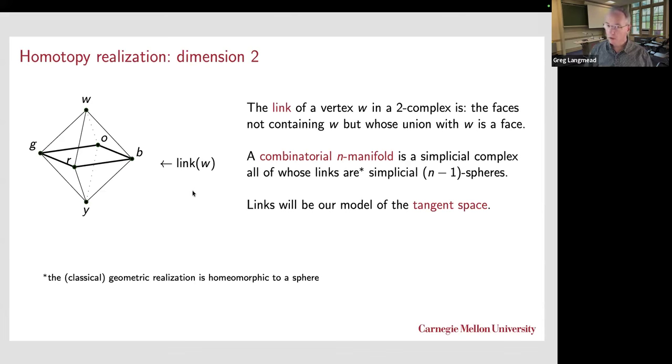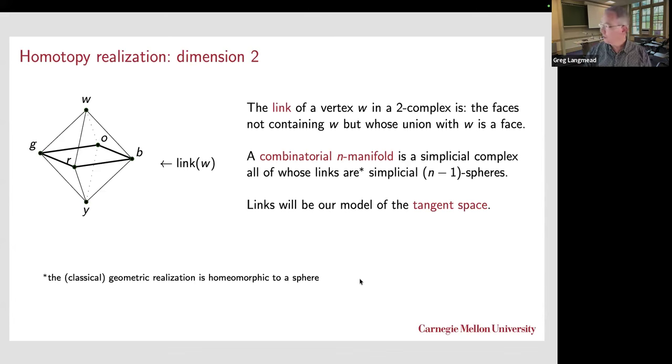And a combinatorial n-manifold, again, this is a classical definition, is a simplicial complex, all of whose links are simplicial n-1 spheres, some fixed dimension sphere. And by that, I mean the geometric realization of that link is homeomorphic to the n-1 sphere. So these are a model of a tangent space in a way. It's the next nearest points, and there's a sphere of them.